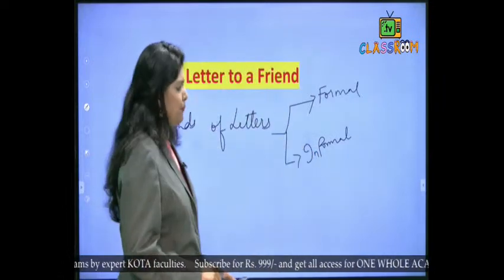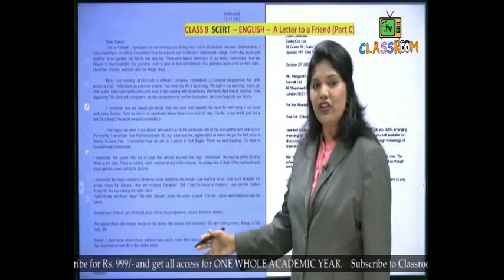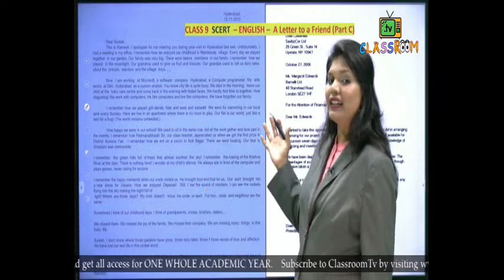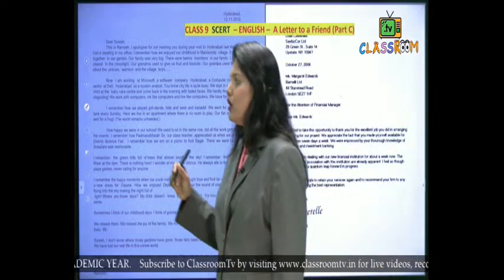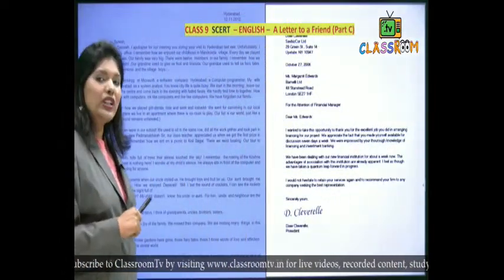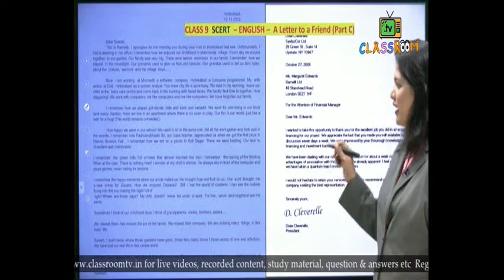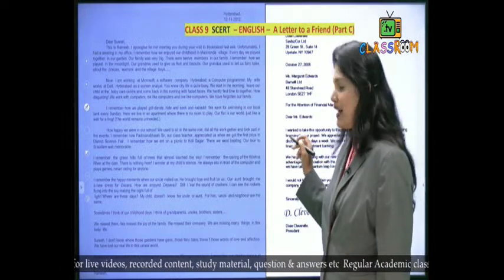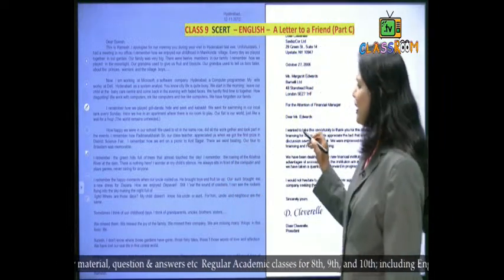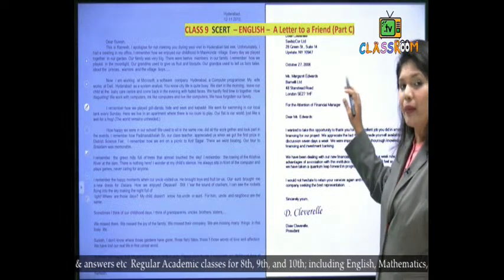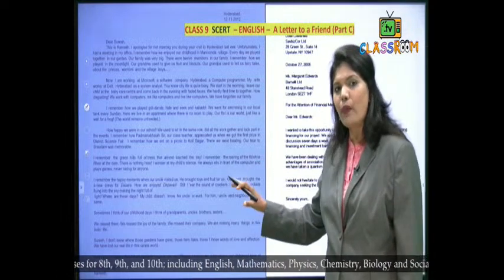Now, here in the next picture, I have a set of two pictures. One picture is a formal letter and the other one is an informal letter. Can you students tell me which one is formal and which one is informal? Very good. This is formal and this is an informal letter. Now, let's go ahead and look at the structure of the formal letter and the structure of the informal letter.